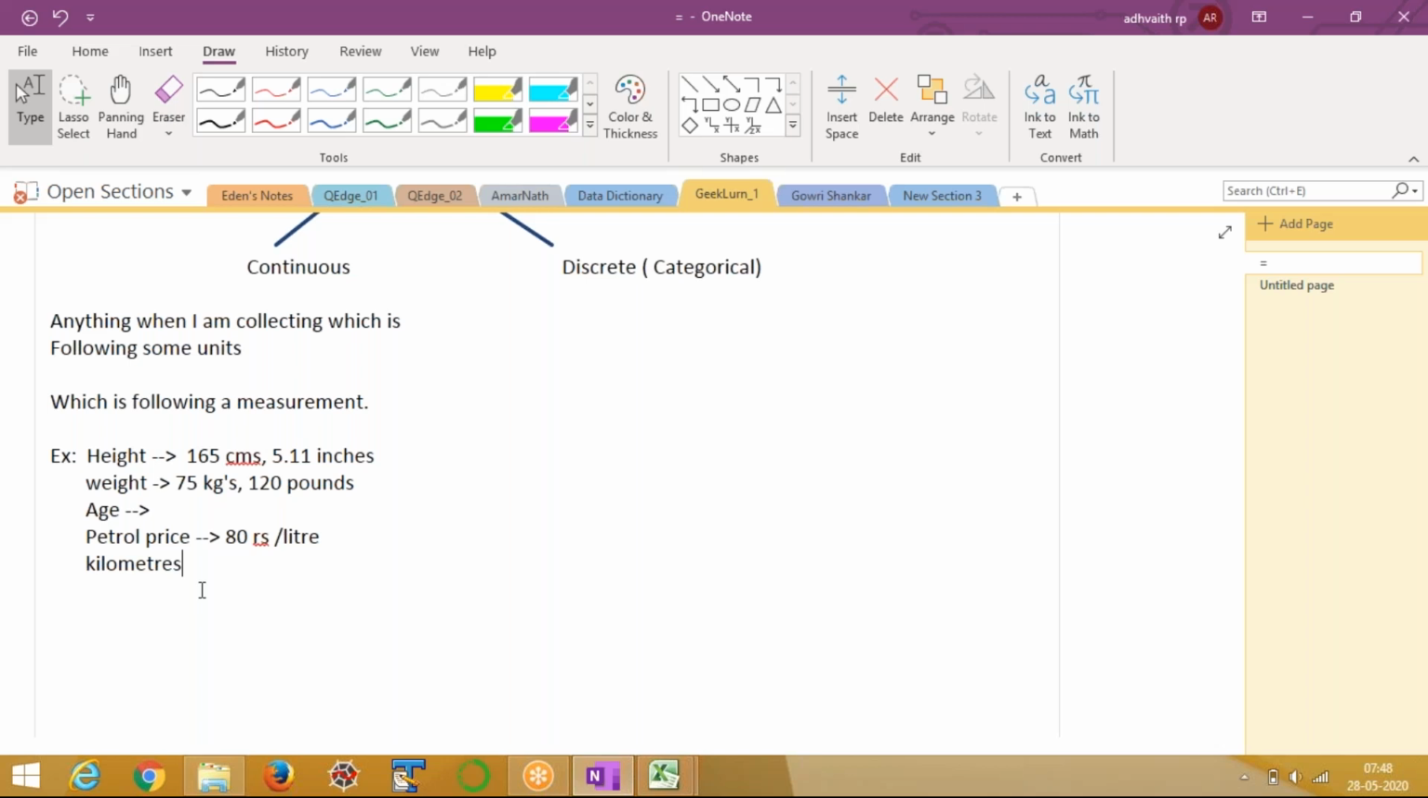If you say you do a daily exercise of 1 hour, are you doing exactly 1 hour daily? Sometimes you will do 65 minutes, sometimes 60 minutes, sometimes 63 minutes, sometimes 58 minutes. So always you are specifying units, hours or minutes or seconds, however you express. So always it is following some units. This all comes under what? Continuous data.